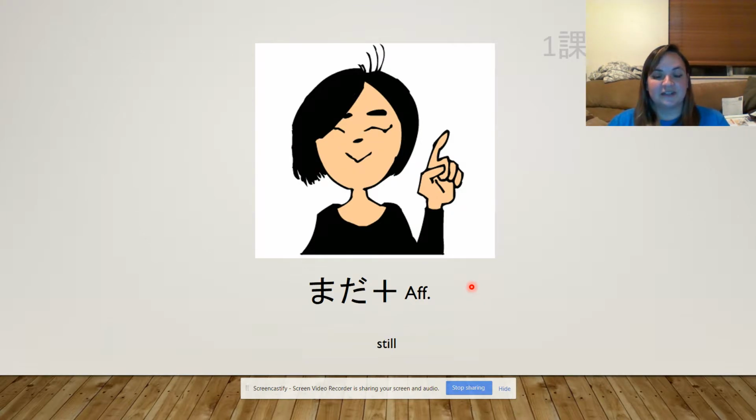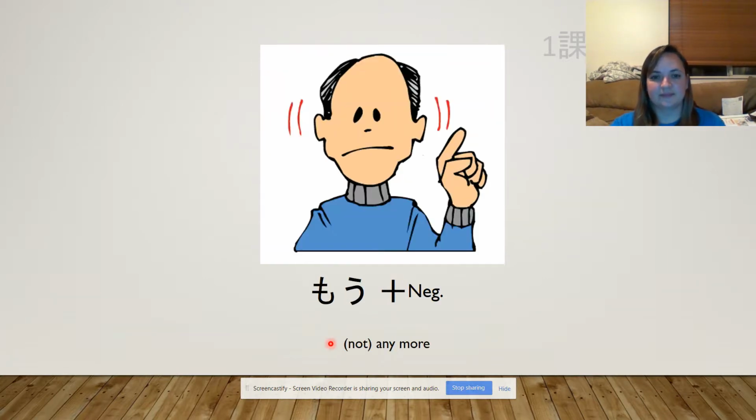Okay, so our first phrase we're learning here is mada plus AFF, and the AFF just stands for affirmative. And this means, so when you use mada with an affirmative sentence, a positive sentence, it means still. Okay, mada. Our next one, mo, with a negative sentence, with a negative ending to it, is going to mean not anymore. Not anymore.